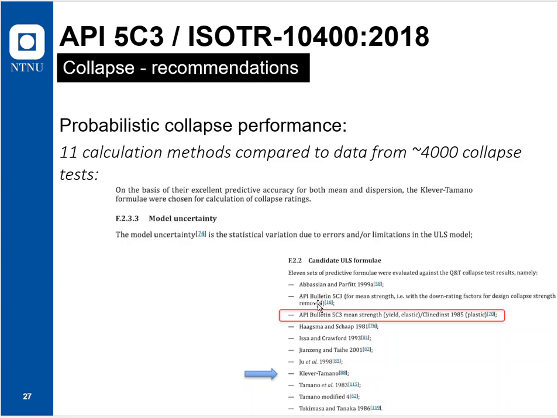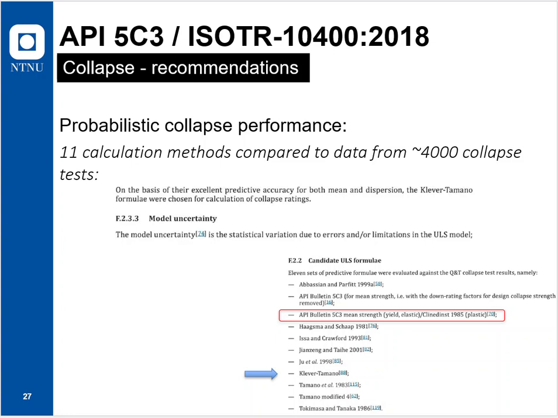So again, the analogy to cars: you have the cheap economic version and you have the luxury version made for endurance and speed and whatnot, and you have the same standard, right? And the same safety factor. So it's a little bit special. Whereas when it comes to the modern calculation technique by Klever and Tamano, you put in the specific properties that the pipe has, and you know when it collapses.